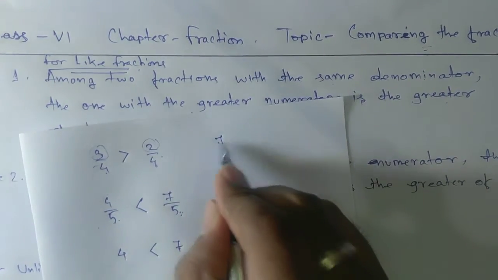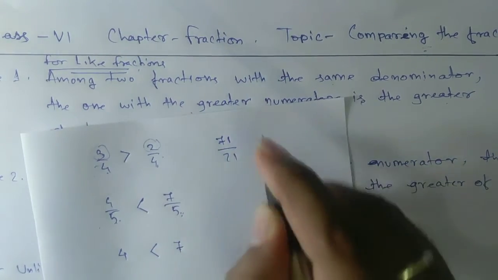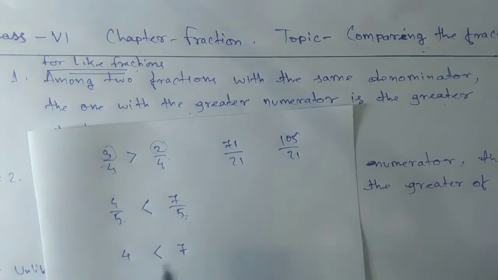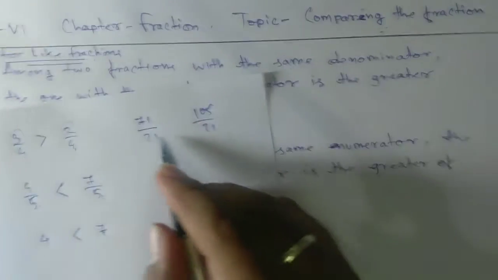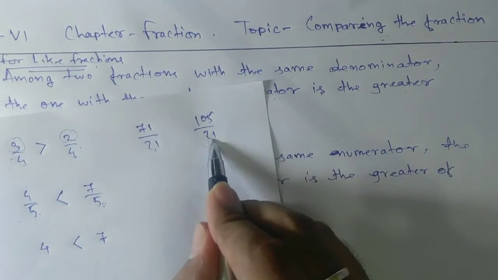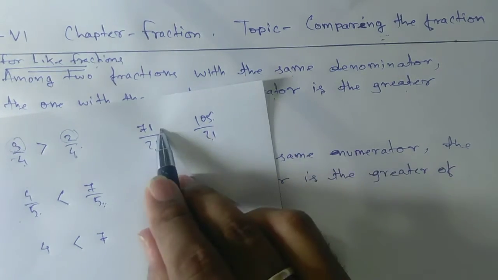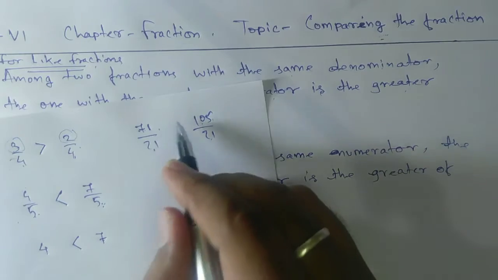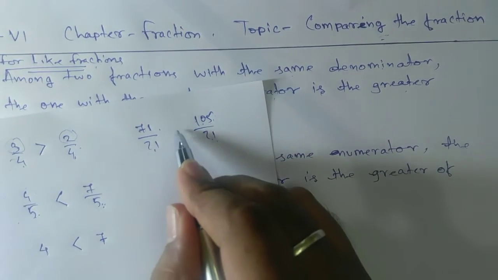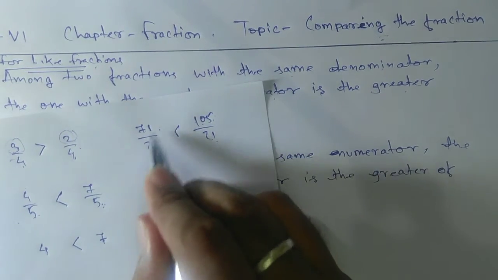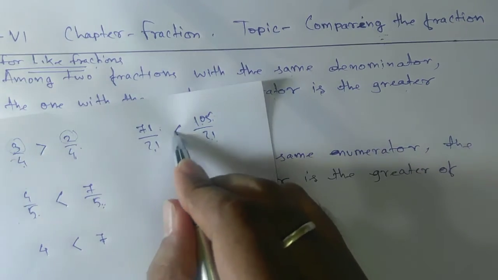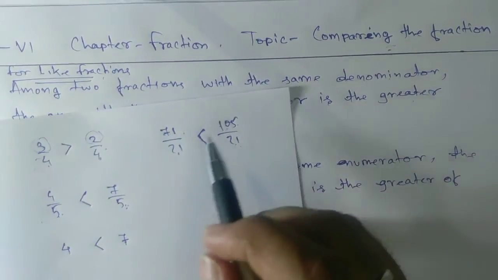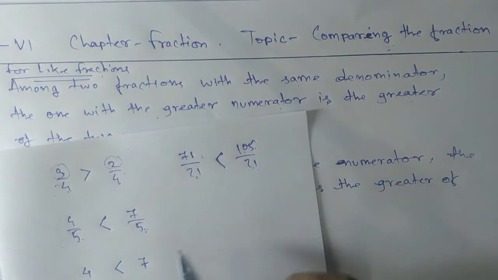Let's take another example: 71 by 21 and 105 by 21. Can you guess which is bigger? Yes, the denominator is the same, so you check the numerators. 105 is greater than 71. So we can say that 105 by 21 is greater than 71 by 21. This is one rule for like fractions. Now let's proceed to another rule for like fractions.